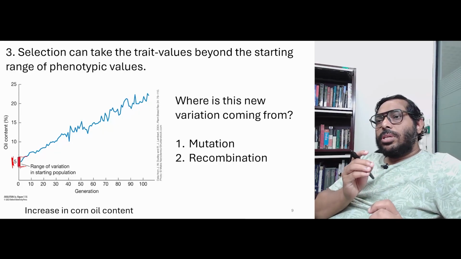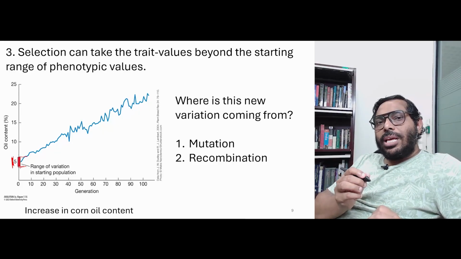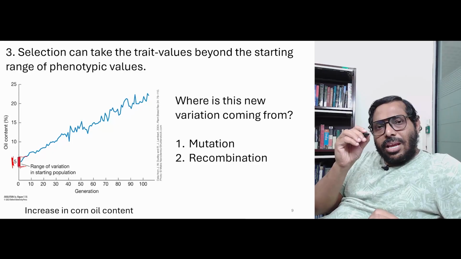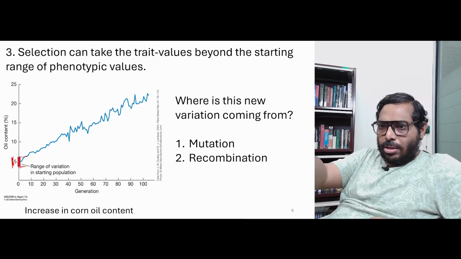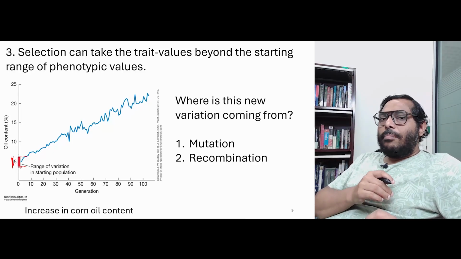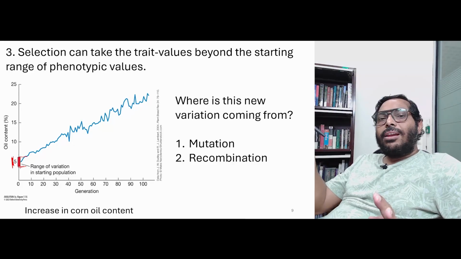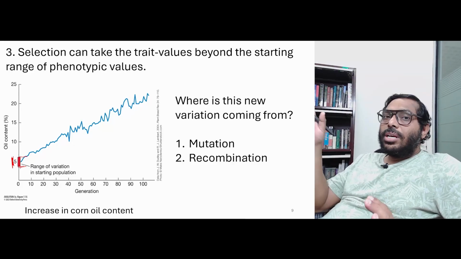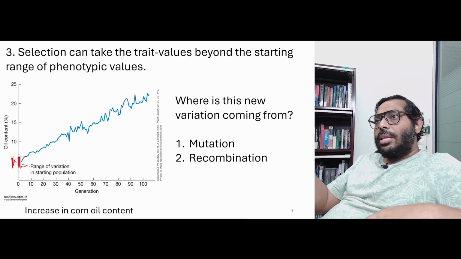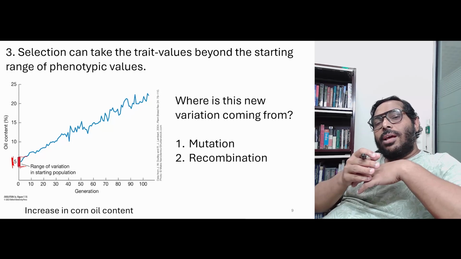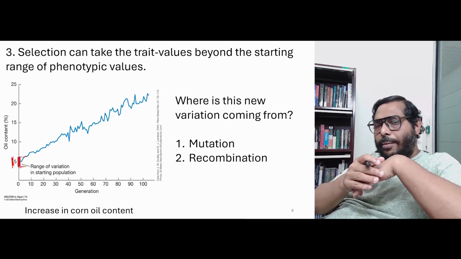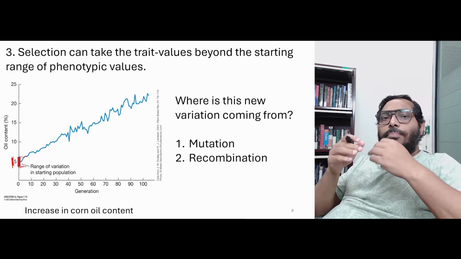Now, suppose some of these alleles individually can lead to a slight increase in the trait value, say oil content in this case, but they are relatively rare in the population. Because they are relatively rare, their chances of coming together are very slim. Okay. Now, what is happening?